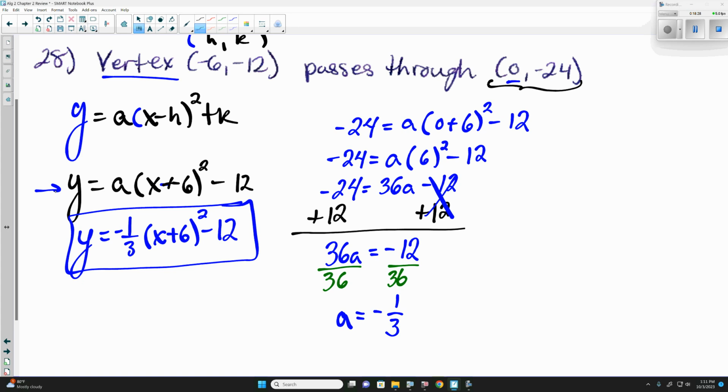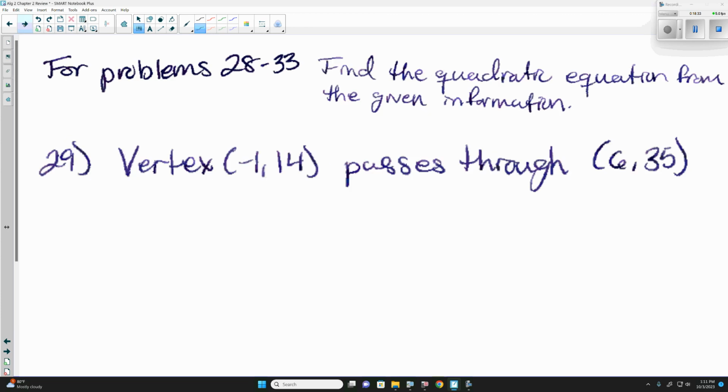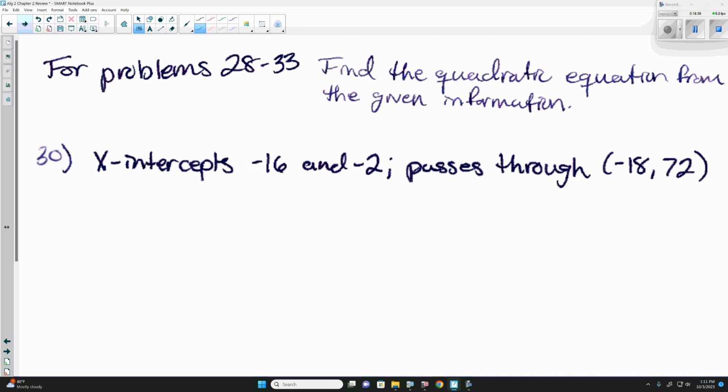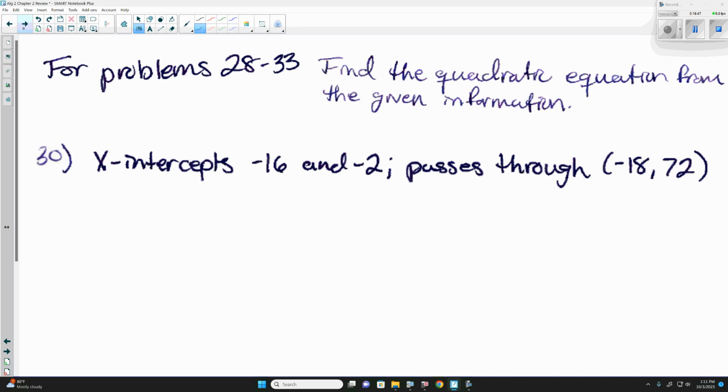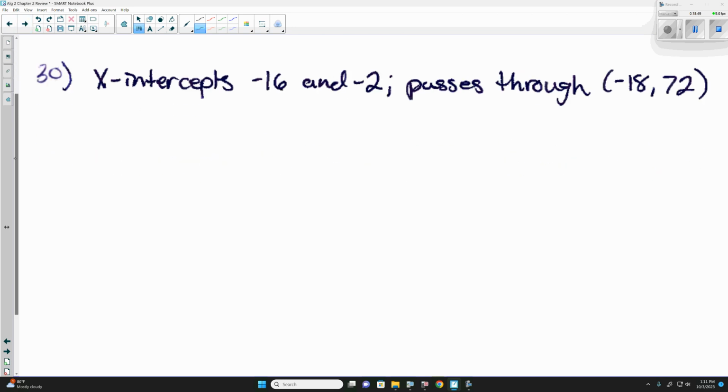Questions on these here with vertex form? This one here would also be vertex form, and we would do it the exact same way. How would you know that it's vertex? Yeah. So it gave us the vertex and a point it passes through. Which form would we use for this one here? X-intercept. X-intercept form.